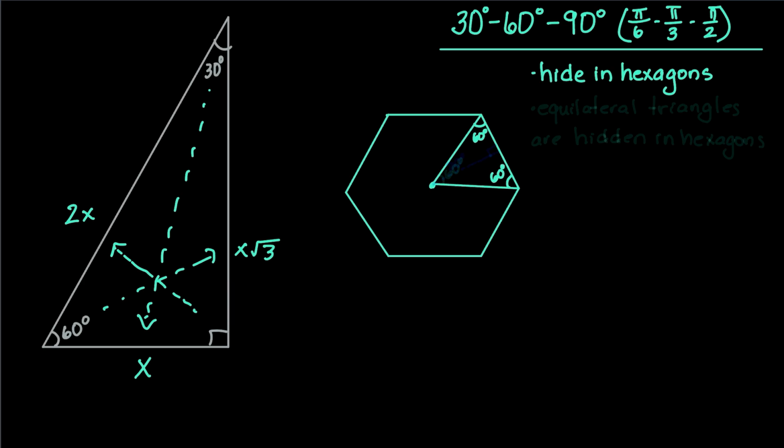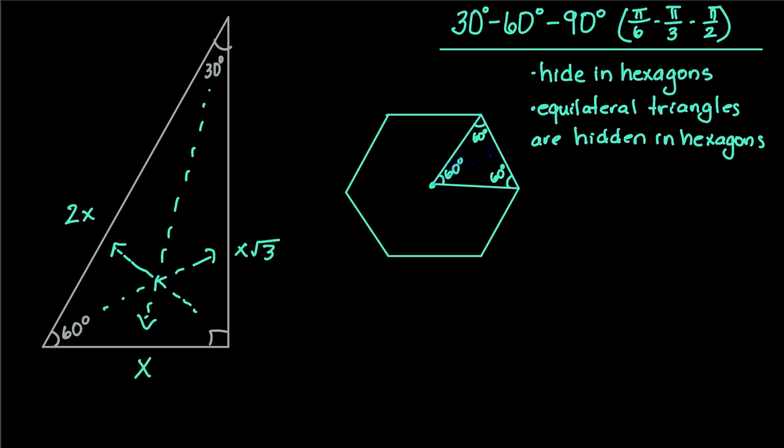Well, if two angles of a triangle are 60, the third one has to be 60 because the measure of the angles has to add to 180 degrees. So within a hexagon is an equilateral triangle. So equilateral triangles are hidden in hexagons. And then we just go back to our regular routine.